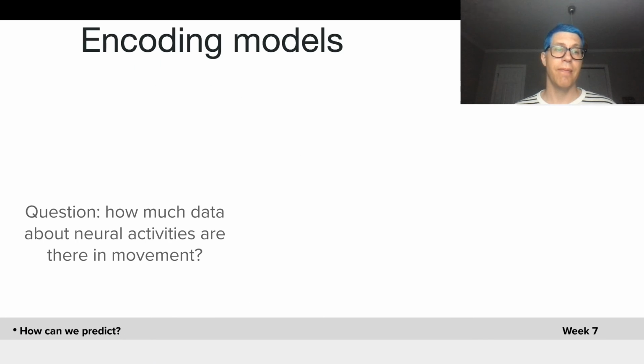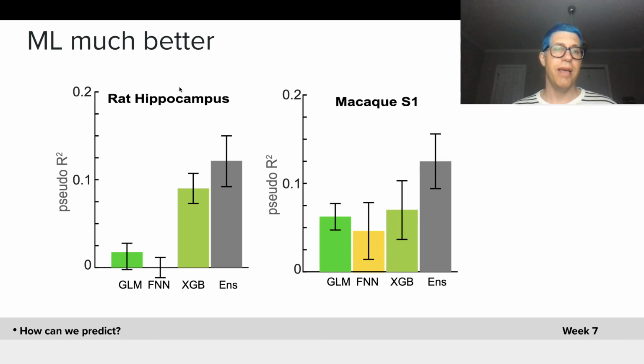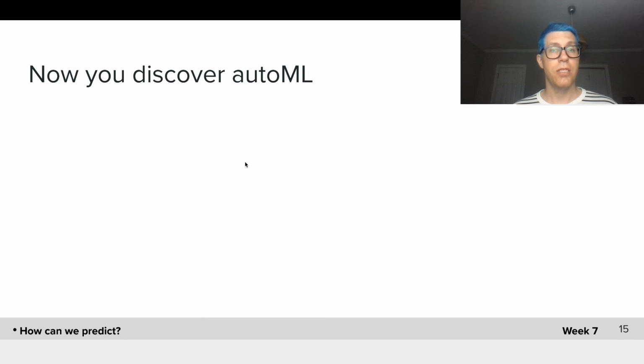We can also use it for encoding models where we try to predict the spike rate of neurons, both in hippocampus and primary sensory cortex. We find that it helps considerably relative to standard methods. So now it's for you to discover AutoML. And I hope that you'll find that AutoML solves a lot of problems much better than you could solve with traditional machine learning techniques.